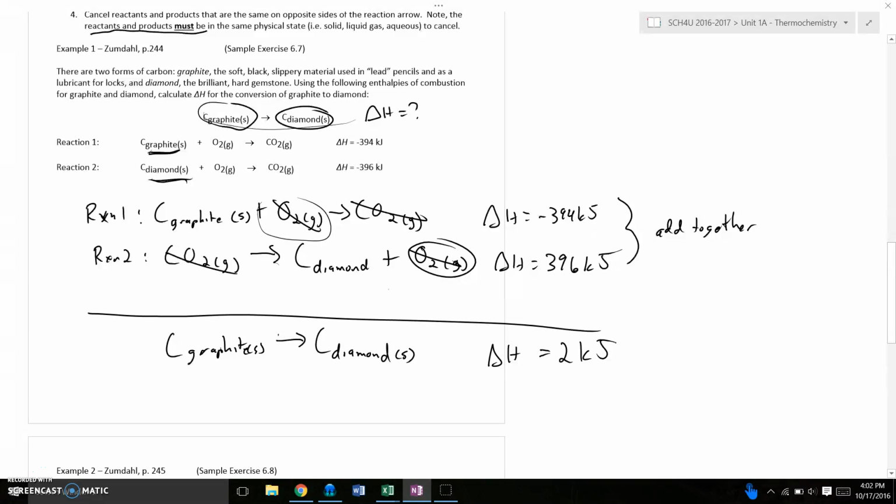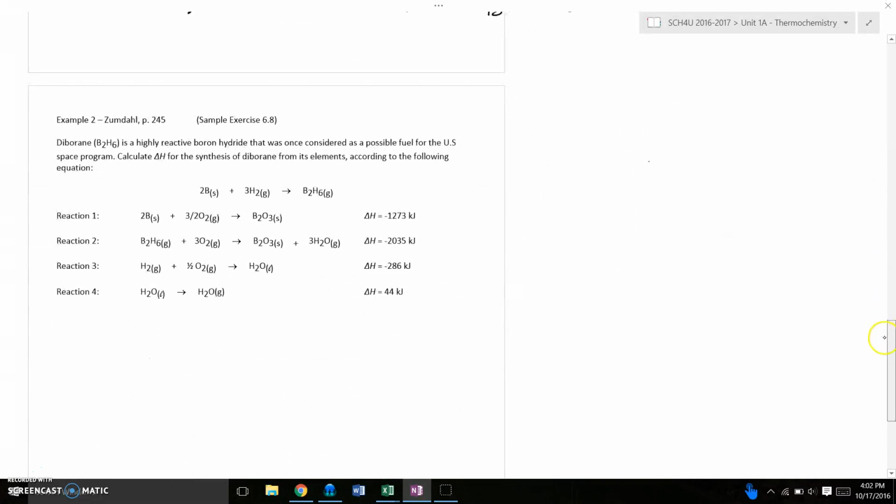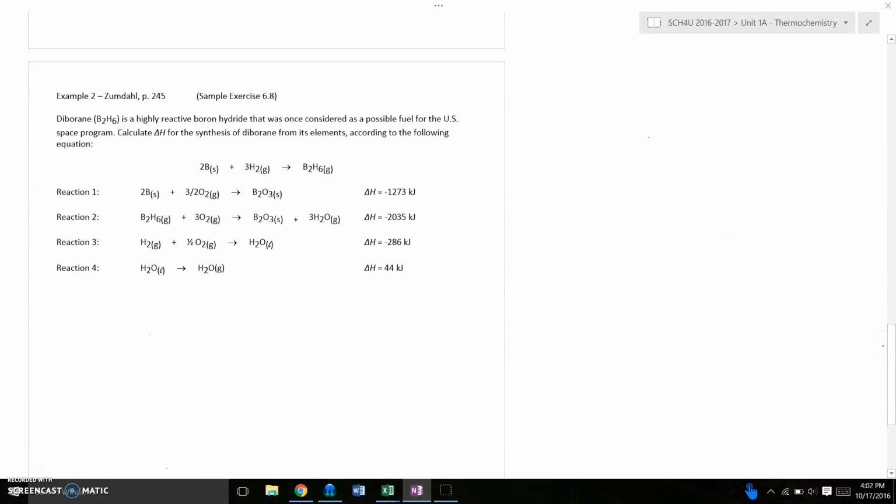Okay, let's try another example, a little more complex. This one deals with diborane. It's a highly reactive boron hydride that was once considered as a possible fuel for the US space program. We're going to ask you to calculate delta H for the synthesis of diborane from its elements according to the following equation. So again, this is our finished product. This is what we're hoping to get to by the end. We have 4 reactions that help us get there.